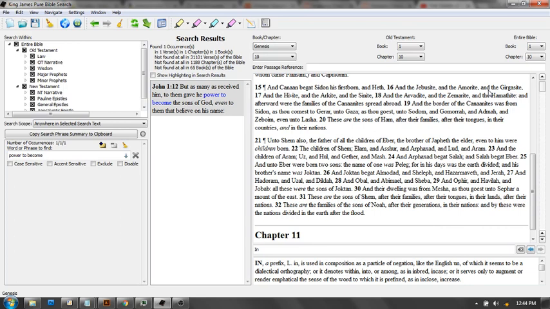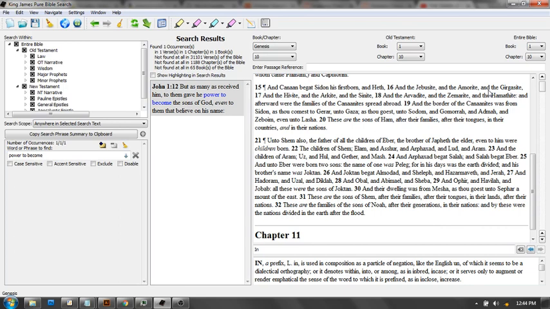For in his days, Peleg, note that, for in his days was the earth divided, and his brother's name was Joktan. And Joktan begat who? Almodad, and Sheleph, Hazarmaveth, and Jerah, and Hadoram, and Uzal, and Diklah, and Obal, and Abimael, and Sheba, and Ophir, and Havilah, and Jobab. All these were the sons of Joktan, and their dwelling was from Mesha, as thou goest unto Sephar, a mount of the east.